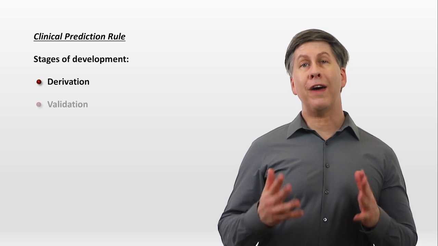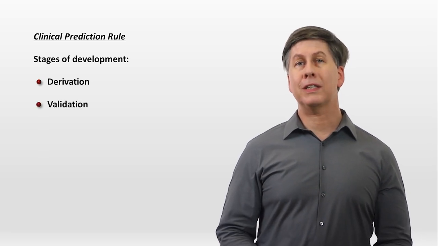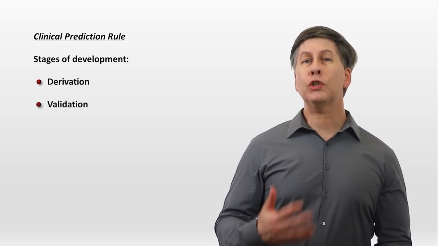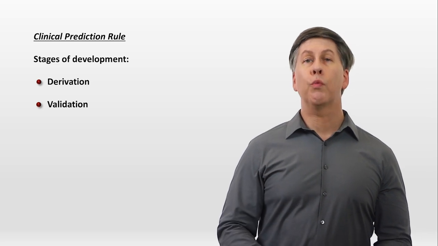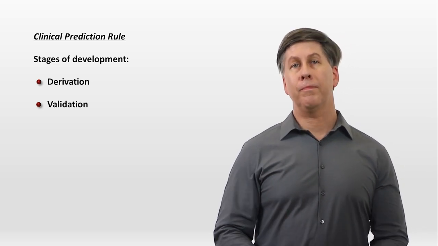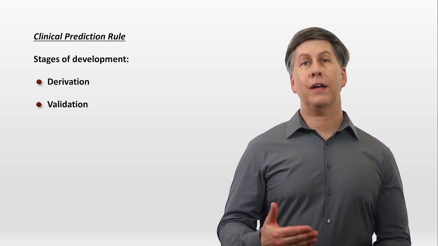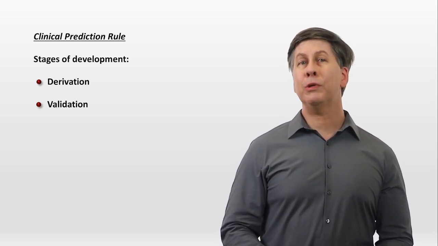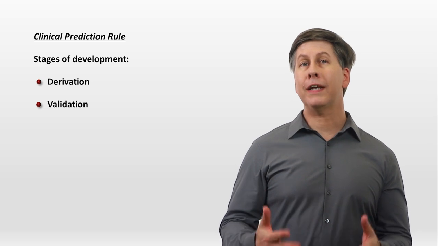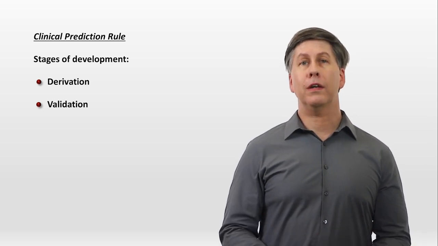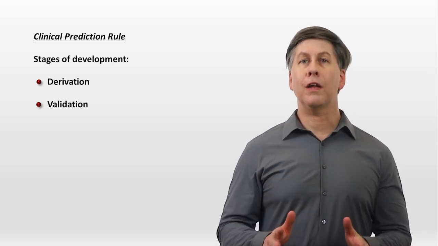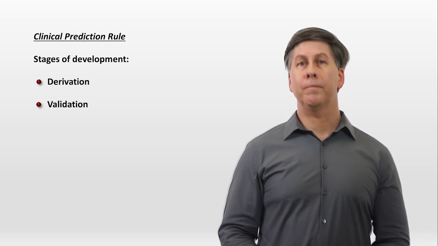The rule is then validated using a separate data set to ensure that the initially determined predictive variables were not a statistical anomaly. Even for successfully validated rules, the validation data set often demonstrates less predictive accuracy than the derivation data set, which is to be expected and does not necessarily mean that mistakes were made along the way.